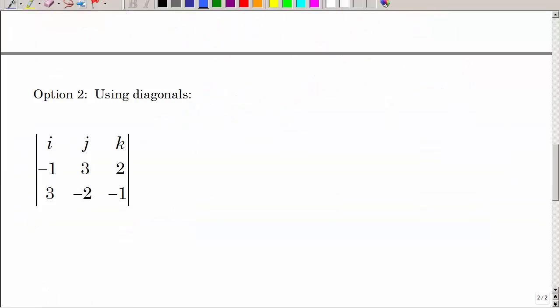So option 2 is using diagonals. The first thing we're going to do is recopy the first column, then the second column. Leave yourself some space, try to line them up because we're going to be using the diagonals. Right, so you have to be really careful.